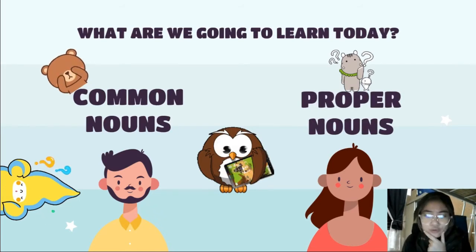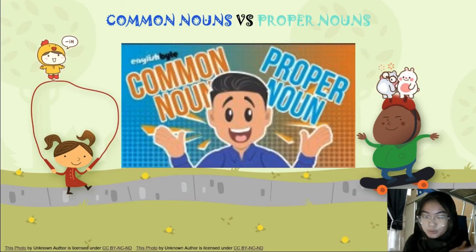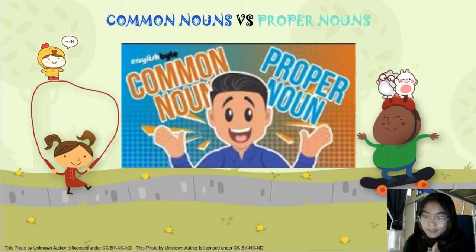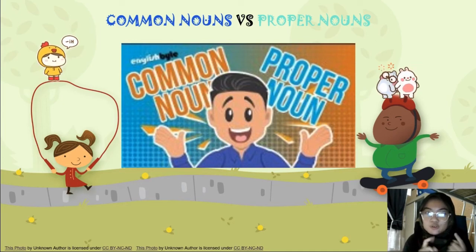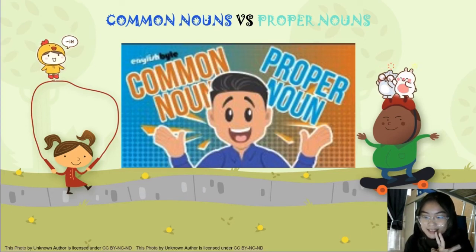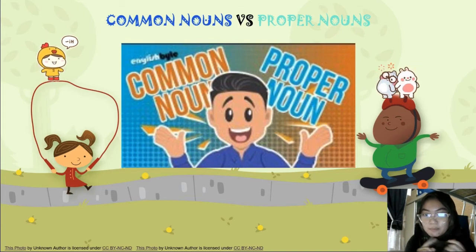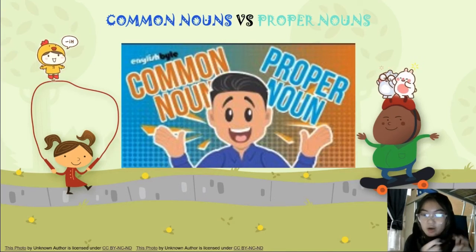Now, how do you differentiate between common nouns and proper nouns? Okay, common nouns are used to describe a place, people, or a thing in general, meaning you only use a common noun to describe something in general. However, proper nouns are used to describe a place, a thing, or people specifically.